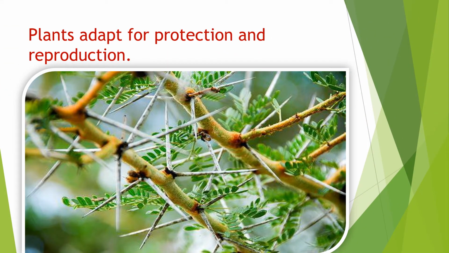Plants adapt for protection. Some plants develop thorns and spines to protect themselves from their enemies. And plants adapt for reproduction also. Plants have colorful flowers to attract butterflies and bees that help in reproduction.